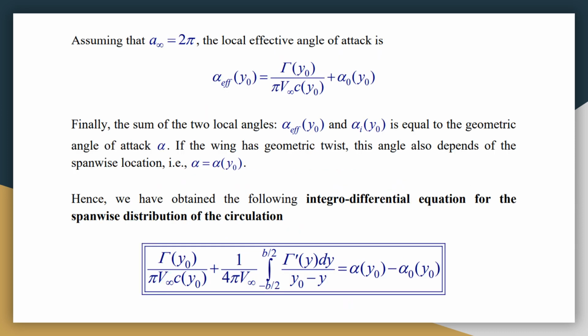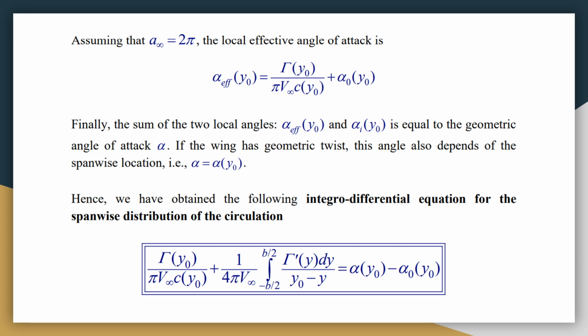Assuming that a infinity is equal to 2 pi in the previous formula, the local effective angle of attack is alpha effective y naught equal to tau y naught divided by pi V infinity c y naught plus alpha naught y naught. Finally, the sum of the two local angles, alpha effective y naught and alpha induced y naught, is equal to the geometric angle of attack alpha. If the wing has a geometric twist, the angle of attack also depends on the span-wise location, that is, alpha equal to alpha y naught. Hence, we have to obtain the following integro-differential equation for the span-wise distribution of the circulation.